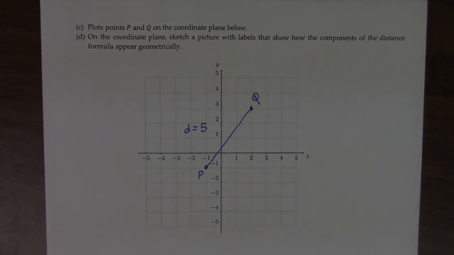We actually did that in part A of the problem. But now they want us to show how the distance formula actually works geometrically. So all it is, is the Pythagorean theorem where we've taken the square root of both sides.